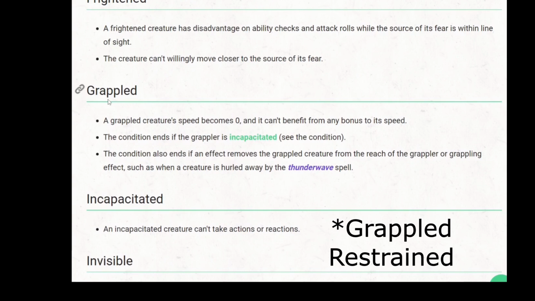6. Grappled and Restrained. Grappled is really simple. You really don't need to worry about any of this besides just the first line. That's all that matters. A grappled creature's speed becomes 0 and it can't benefit from any bonus to its speed. Obviously the condition ends if the grappler is incapacitated. The condition also ends if an effect removes the grappled creature from its reach.